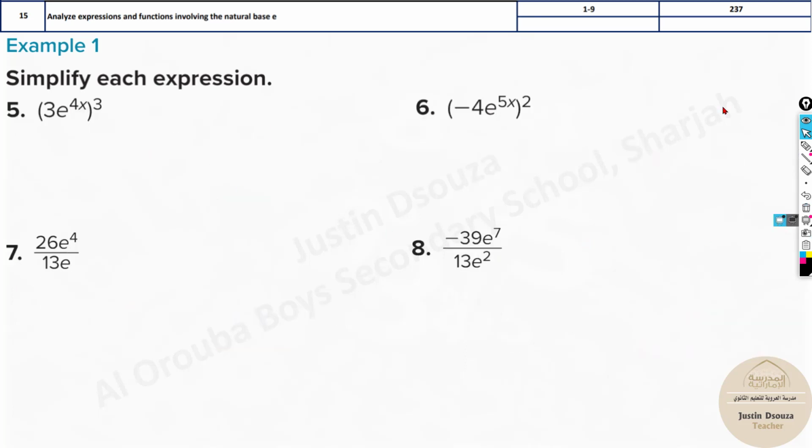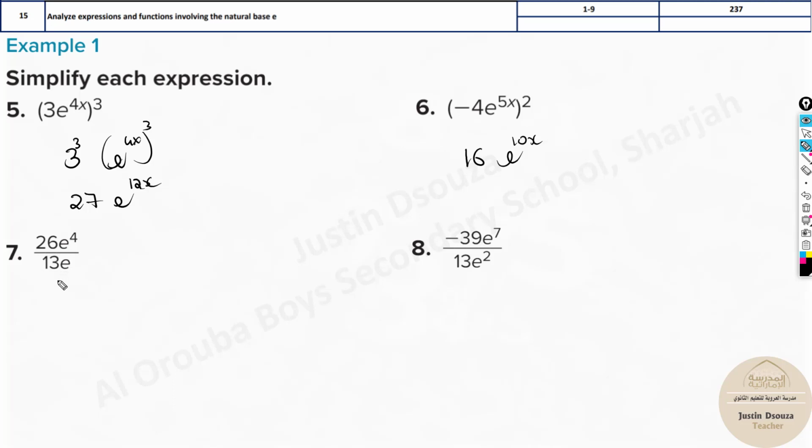And over here again we have more problems on multiplying. So what you do is multiply this power. It will be 3 power 3 e to the power 4x the whole power 3. So 3 power 3 is 27, e to the power 4 times 3 is 12x. And now here the same thing, you're squaring this entire thing. Minus 4 squared will be positive 16. This minus times minus will be positive answer. And over here it will be 10 to the power x.